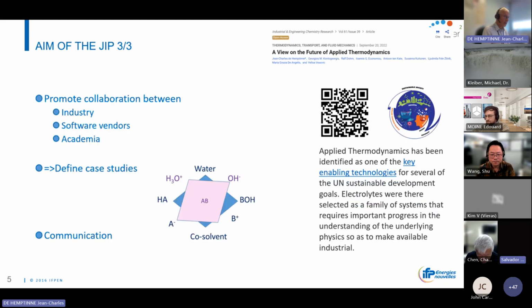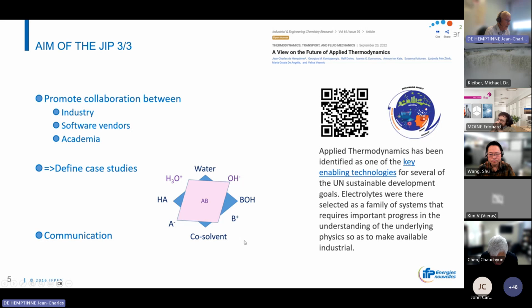The first aim of the GIP is promoting collaboration. This we have done in the past within the working party already, the European Working Party. We have written this paper that I invite you to have a look at, where we promoted the use of applied thermodynamics as a key enabling technology for several sustainable development goals. And electrolytes are selected as a family of systems that requires particular focus, because of the underlying physics that is often not well understood.